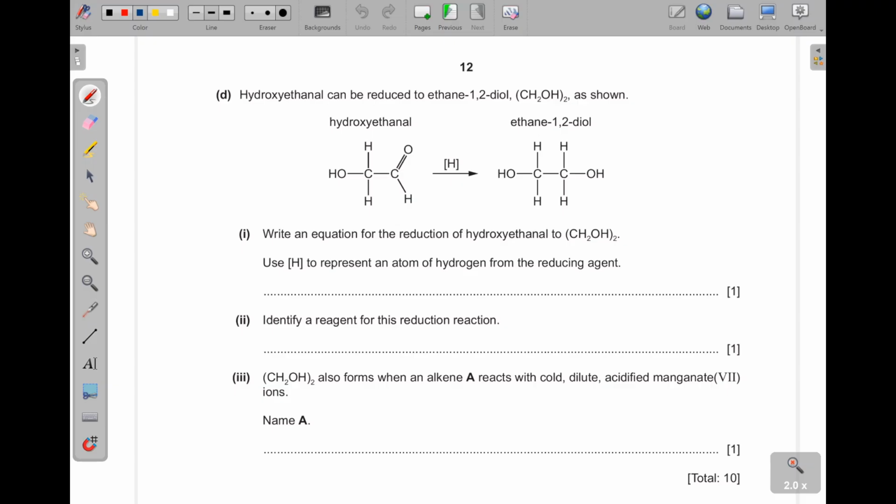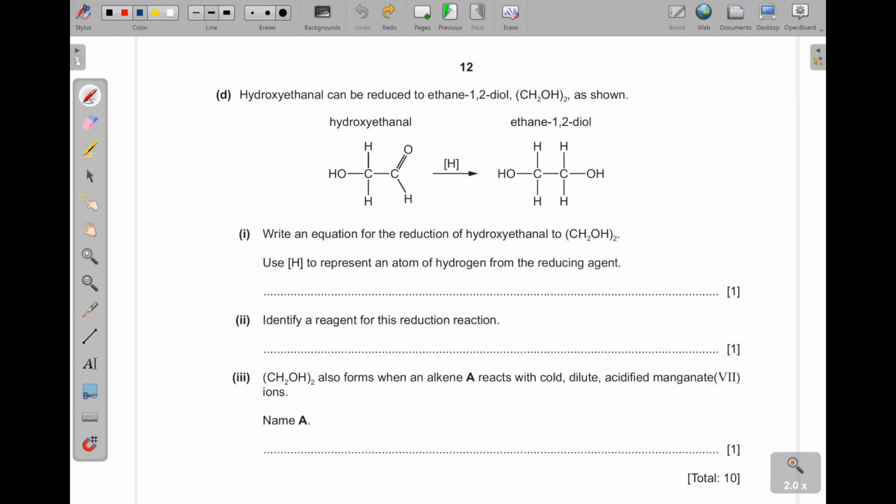Then part D. Hydroxyethanol can be reduced to ethane-1,2-diol. This is the one here. So you just reduce here, then it becomes a primary alcohol. Write an equation for the reduction of hydroxyethanol to ethane-1,2-diol. Use H to represent an atom of hydrogen from the reducing agent.